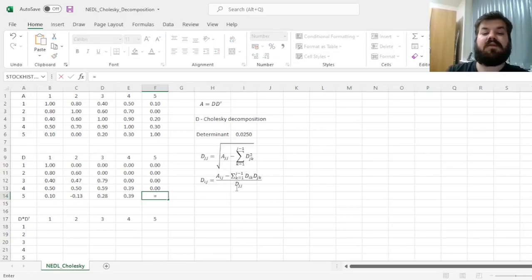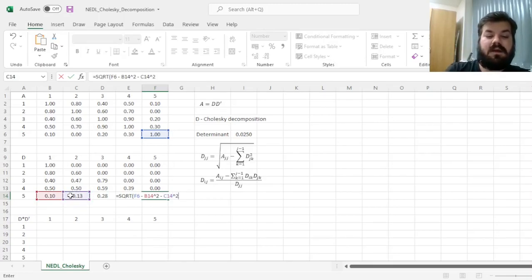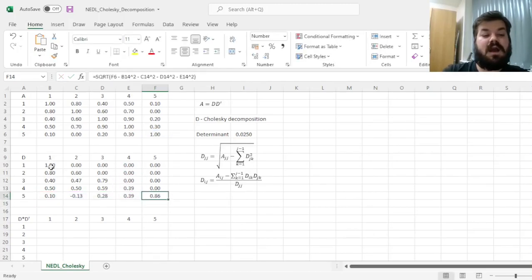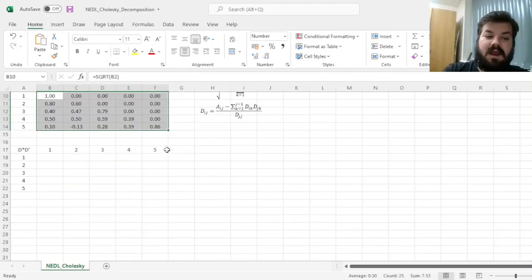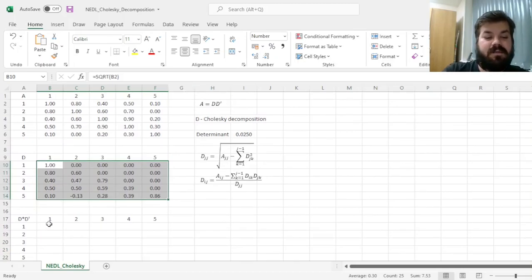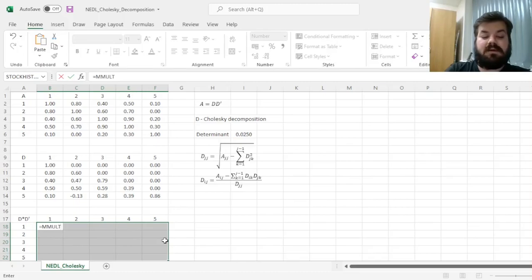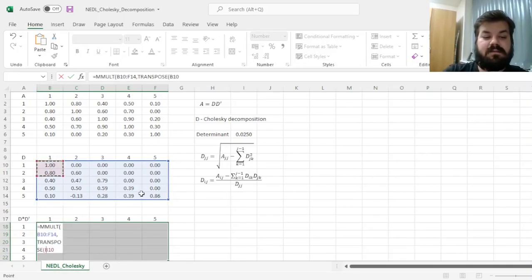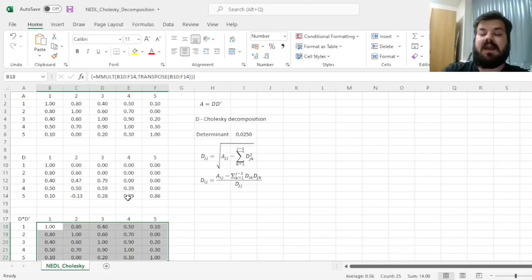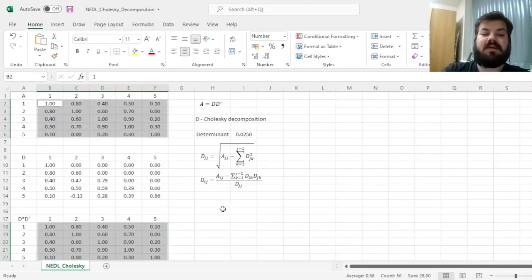And finally, for the 5-5 element, we take the square root of the 5-5 element of the input matrix minus the squared sum of everything in this row. And that is our Cholesky decomposition matrix finished. Now, to verify that we have indeed achieved what we were looking for, let's quickly find the matrix product, MMULT, of our D matrix, the decomposition matrix, and the transposed D matrix. Enforcing this formula using Ctrl+Shift+Enter shows us that we have exactly obtained the starting input matrix, meaning that we have successfully taken the square root of a matrix.